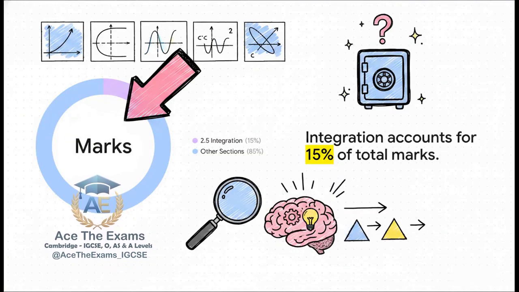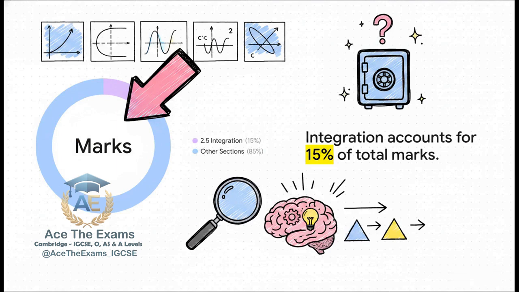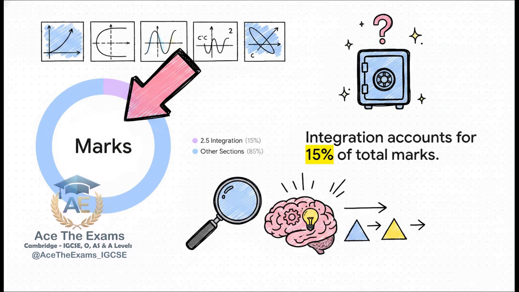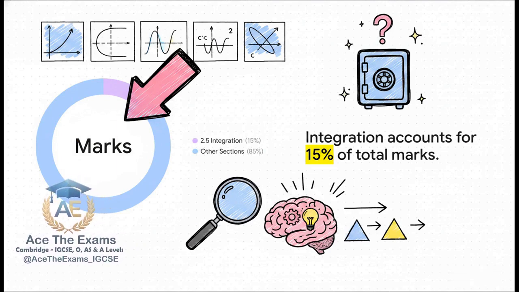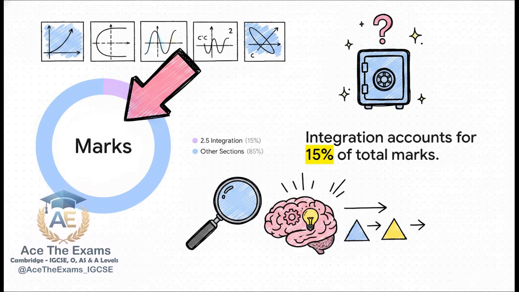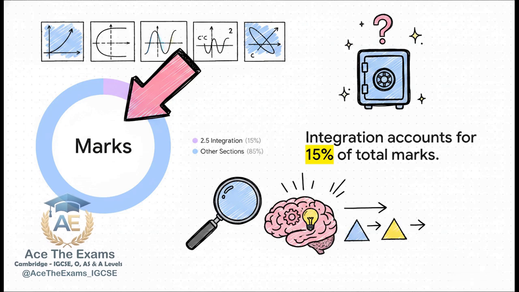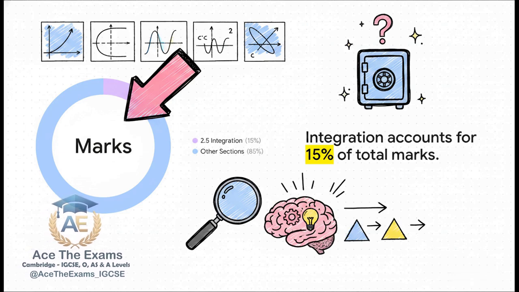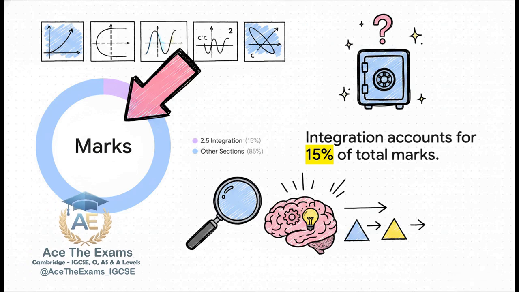Okay, take a look at this. What's truly striking here, what you really need to absorb, is the sheer, massive weight of the syllabus section we are dealing with. Mastering 2.5 integration commands approximately 15% of your total exam marks. Think about that for a second. 15%. That is an extreme high-stakes zone.